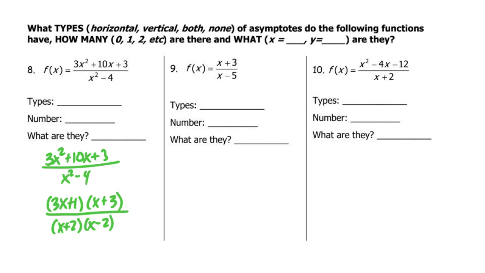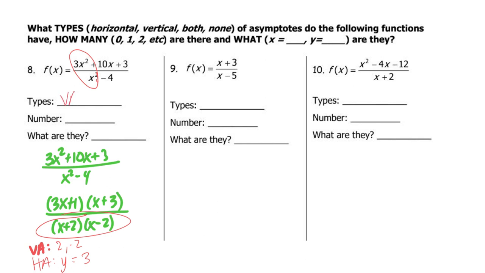So instead of types, number, and what are they, just think of, does it have a vertical asymptote or not? Does it have a horizontal asymptote or not? The VA is 2 and negative 2, because these do not cancel out in the denominator. The horizontal asymptote, you're looking at the degree. Since it's x squared and x squared, those are equal. So the horizontal asymptote is going to be 3x squared over 1x squared, which is just y equals 3.